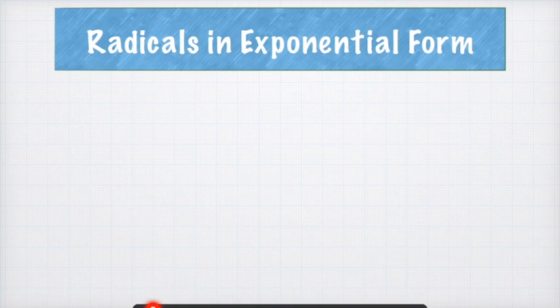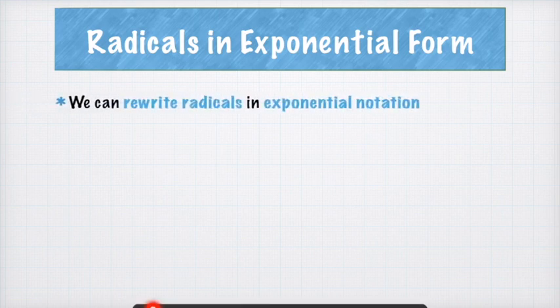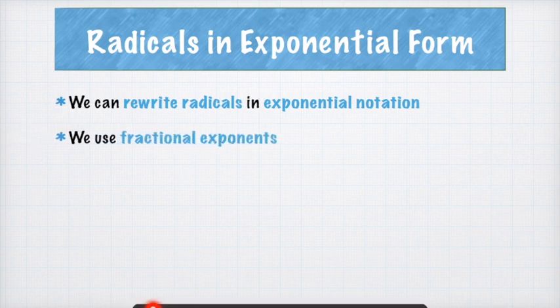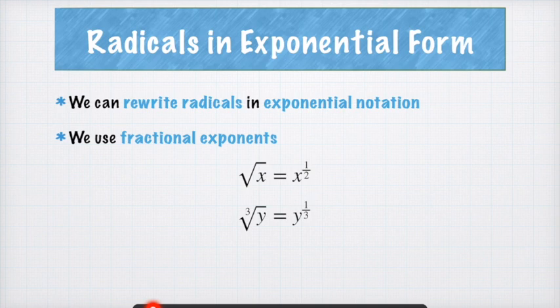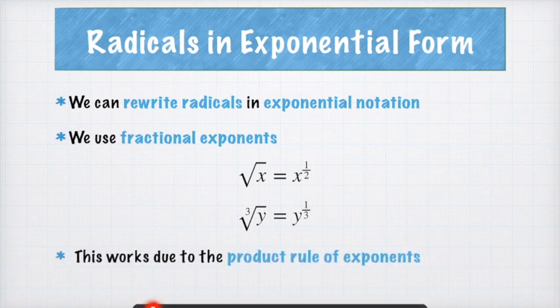Now we're going to write radicals in exponential form. So we can rewrite radicals in exponential notation. This takes a little bit of practice, so just go with it. We're going to do our best. We can use fractional exponents to make these things happen. So for example, the square root of x, we can write as x to the 1/2 power. Same thing with the cubic root of y. You notice that the index here is 3, so we're looking for the cubic root. So the cubic root of y is equal to y to the 1/3. This works because of the product rule of exponents. We'll talk about this on our next slide.